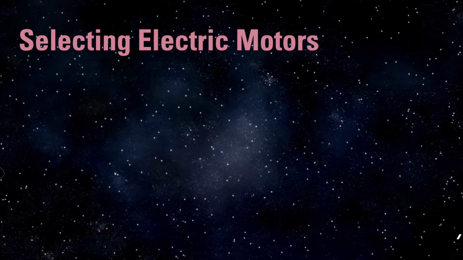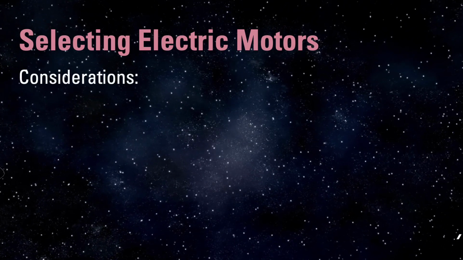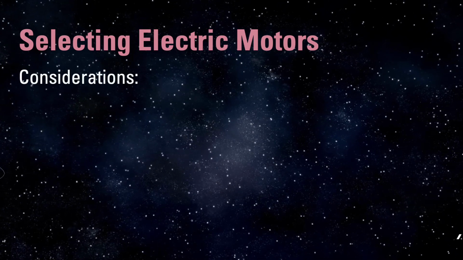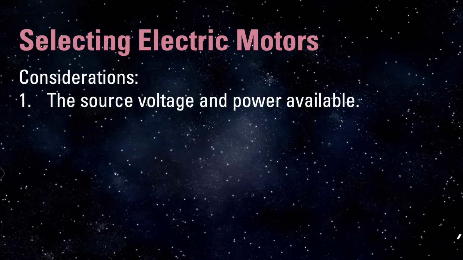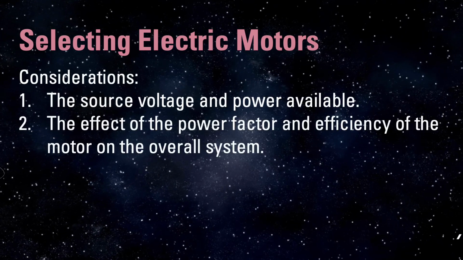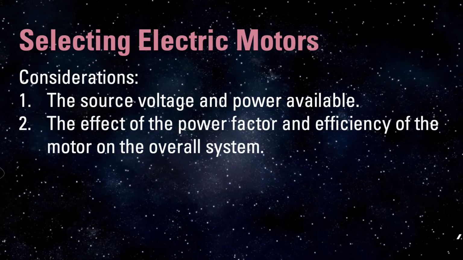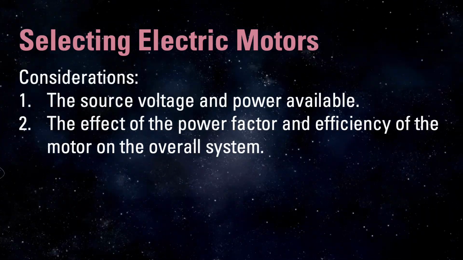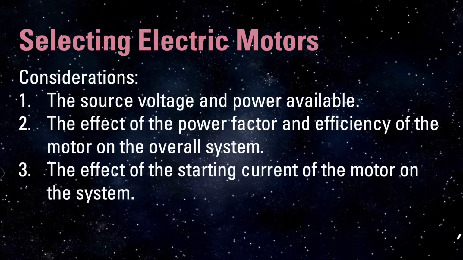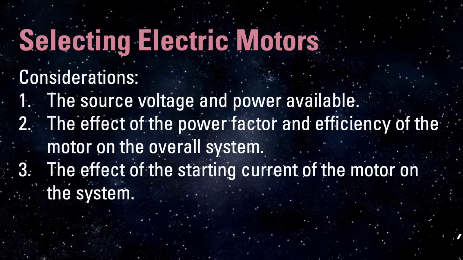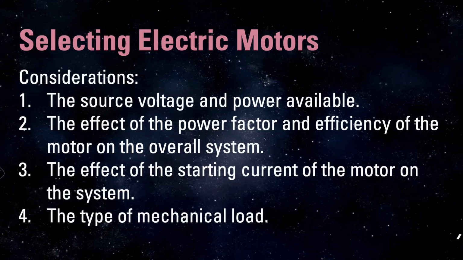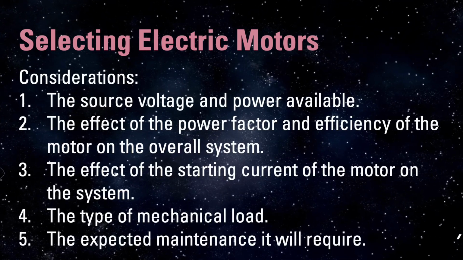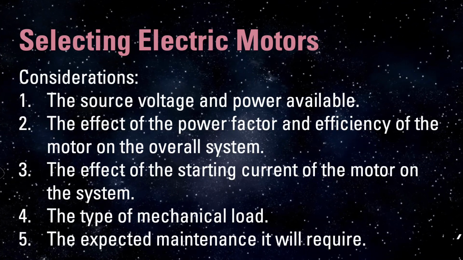Selecting electric motors. The following considerations have to be made when selecting electric motors. Number 1, the source voltage and power available. Number 2, the effect of the power factor and efficiency of the motor on the overall system. Number 3, the effect of the starting current of the motor on the system. Number 4, the type of mechanical load. And number 5, the expected maintenance it will require.